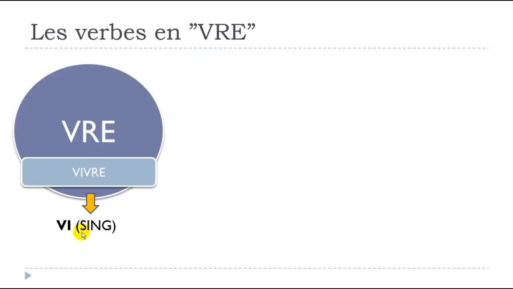For the singular form, so je, tu, and then il, elle, the stem or the root will be vi. So basically you take away this vre ending. Then for the plural form, so nous, vous, and then ils, elles, the stem or the root will be viv. That's the difficult thing, because for the singular the stem will be vi, for the plural it will be viv. So let's see now how it will go when we conjugate this verb.